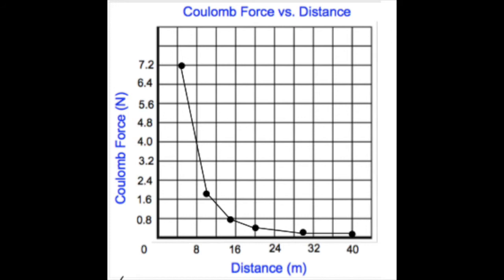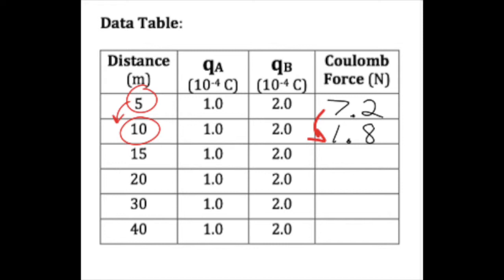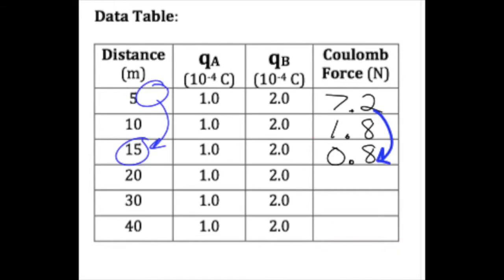Let's look at this change in more detail. As the distance doubled from 5 to 10 meters, the Coulomb force decreased from 7.2 newtons to 1.8 newtons. 1.8 divided by 7.2 is 1/4. So the Coulomb force is 1/4 as big when the distance is doubled. When the distance is tripled from 5 meters to 15 meters, the Coulomb force decreases from 7.2 newtons down to 0.8 newtons. 0.8 divided by 7.2 is 1/9. So the Coulomb force is 1/9 as big when the distance is tripled.